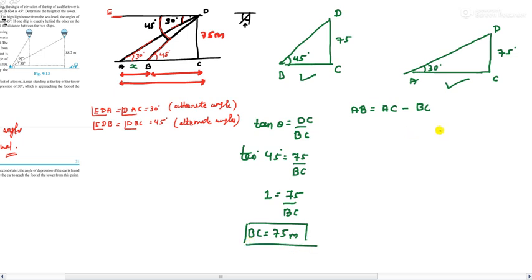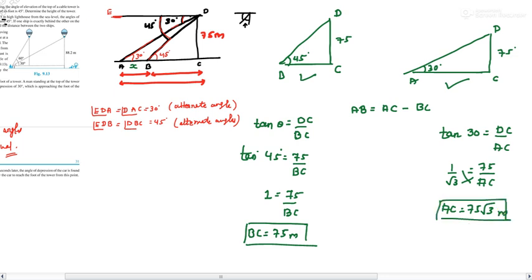Now coming to the second figure. Here tan 30 is equal to DC by AC. Tan 30 is 1 by root 3. DC is 75. AC is unknown. So if you do cross multiplication, we'll get AC as 75 root 3 meter. So we have both AC and BC.